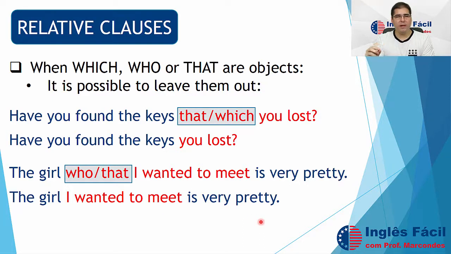So this is the main difference when we have who, that, or which replacing an object or a subject, okay? When it's a subject, it is not possible to leave them out. It's mandatory to use either who or that, or which or that, okay? Mandatory. You have to, because it is the subject of the clause. Now, when they are replacing an object, it is possible to leave them out, okay?